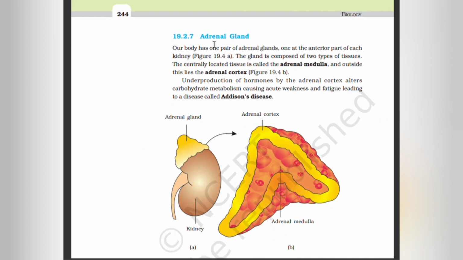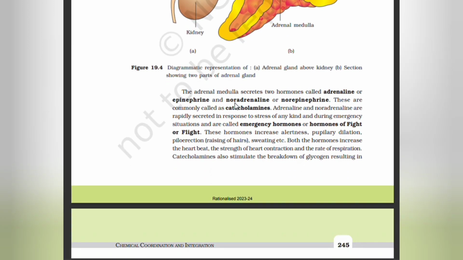Adrenal gland. Our body has one pair of adrenal glands, one at the anterior part of each kidney. The gland is composed of two types of tissue. Centrally located tissue is called adrenal medulla and outside lies the adrenal cortex. Underproduction of hormones by the adrenal cortex alters carbohydrate metabolism, causing acute weakness and fatigue, leading to a disease called Addison's disease. Adrenal medulla secretes two hormones called adrenaline or epinephrine, and noradrenaline or norepinephrine. These are commonly called the catecholamines.